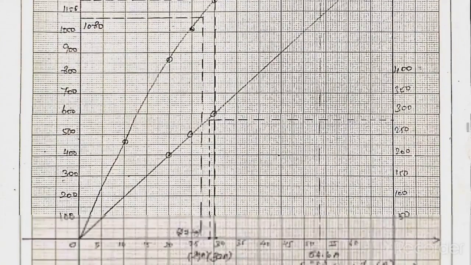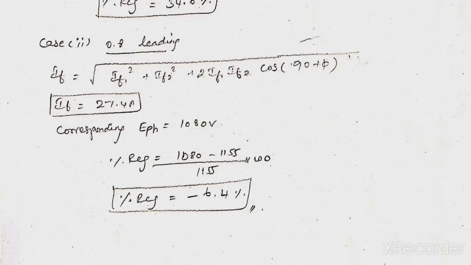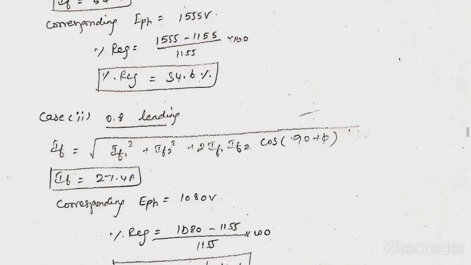1080. Then we will find the regulation. E0 is 1080 volts, percentage regulation is 1080 minus 1155 divided by 1155, into 100. The percentage regulation is minus 6.4 percent. This is the type of MMF method problem.